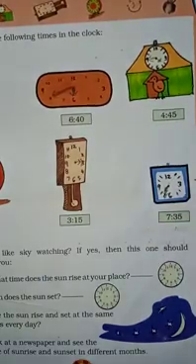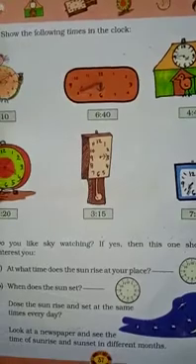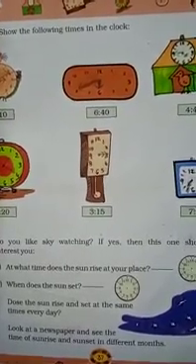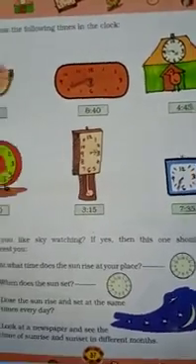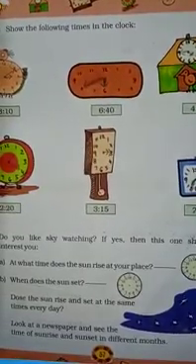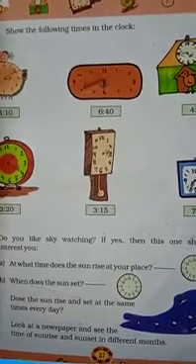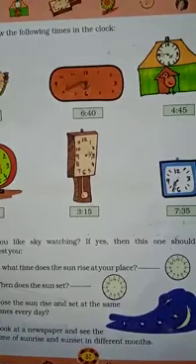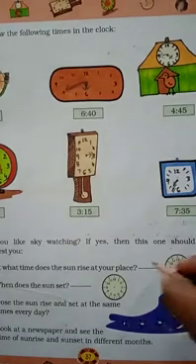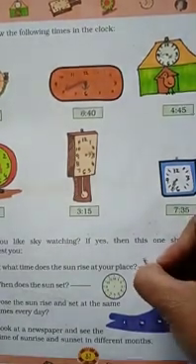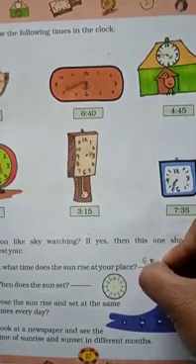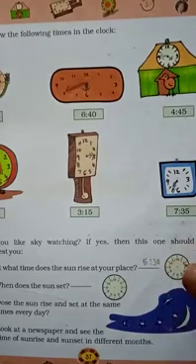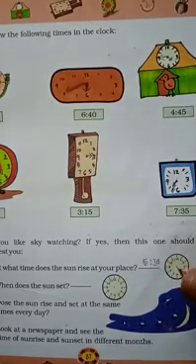Okay, and there is a question, students. Do you like sky watching? If yes, this should interest you. What time does the sun rise at your place? Always 5:30. Okay, we should write 5 here and draw it.